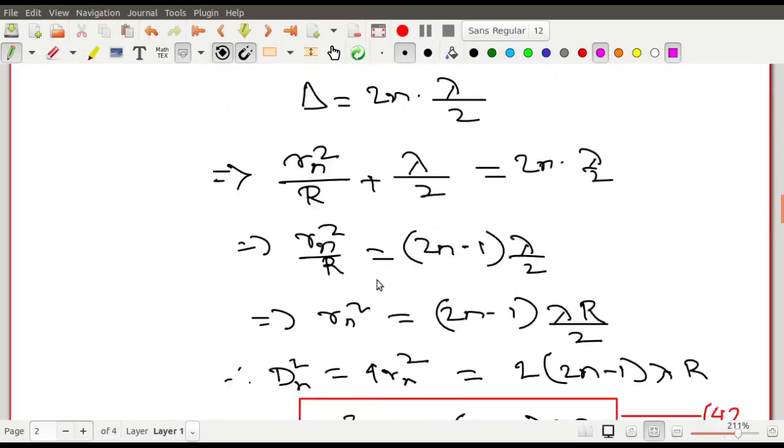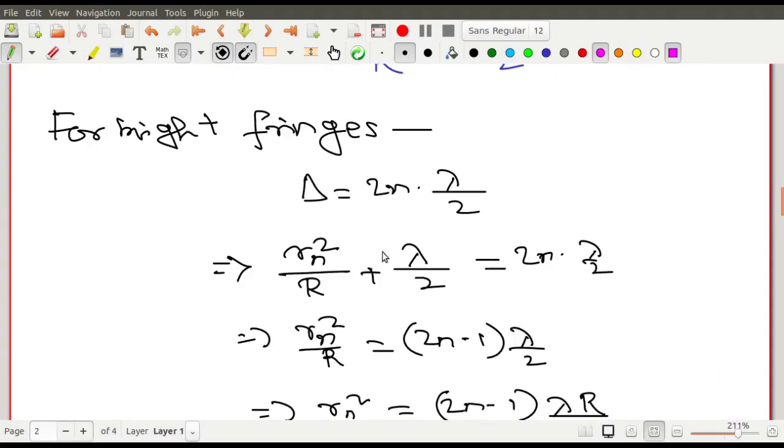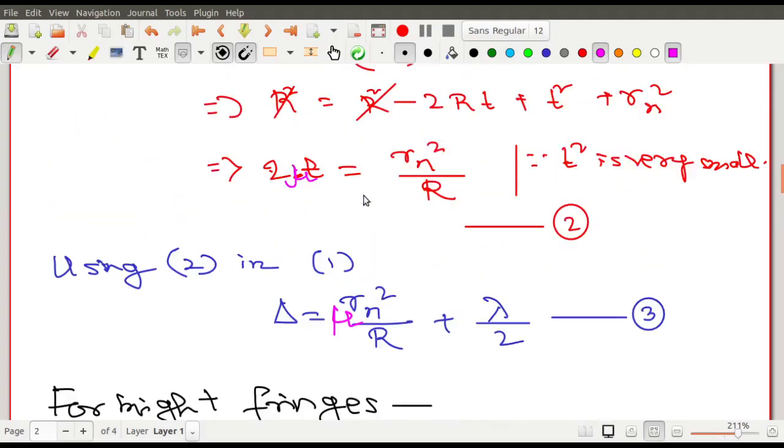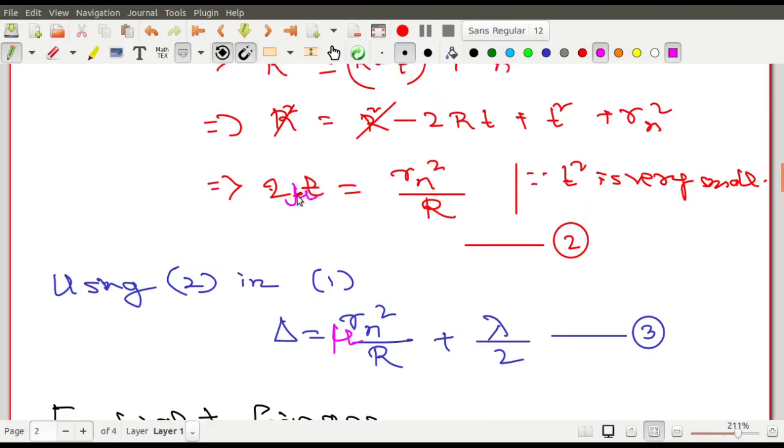So now 2 and 3 you can write together. So where does it go? There will be a mu because 2t has been replaced. 2t, no, sorry, I made a mistake once again.